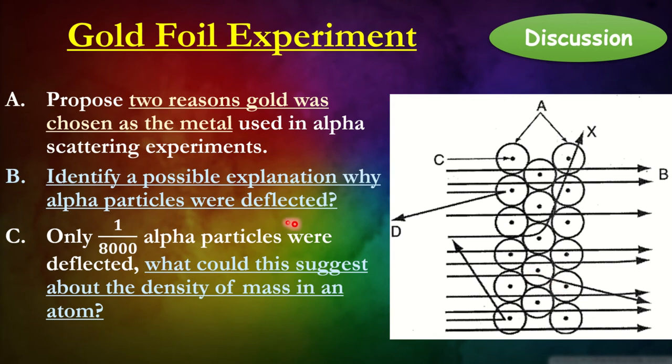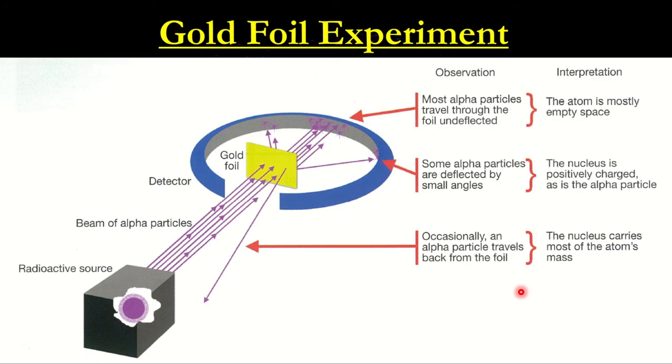Now the reason why there was deflection is because the atom had to have had a positive charge. Otherwise, the positive charge of the alpha particle wouldn't bounce back. And also the reason why it's 1 in 8,000, that would suggest that the density of the mass is centered to a very confined space. Okay, so that's what we see here.